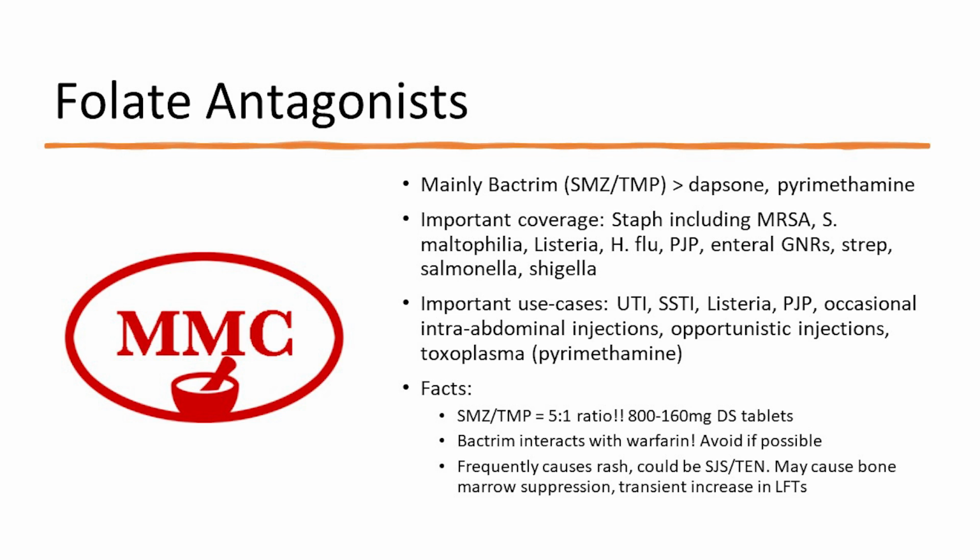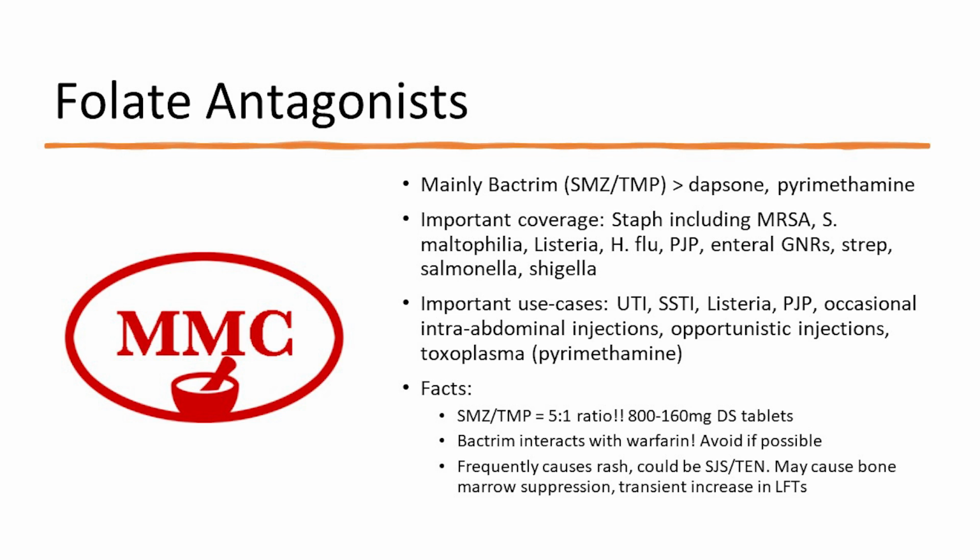So some important facts to know. Sulfamethoxazole with trimethoprim is pretty much always in a 5-to-1 ratio. So the double-strength tablets are 800 to 160, single strength is 400 to 80. And then another important fact to know, Bactrim interacts with warfarin, so avoid it if possible, otherwise it will warrant a dose reduction in warfarin.